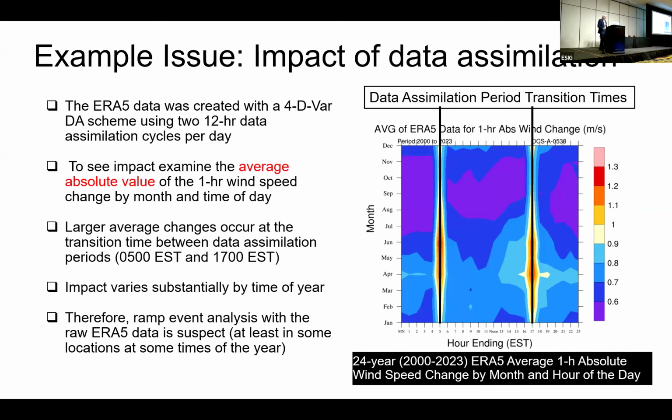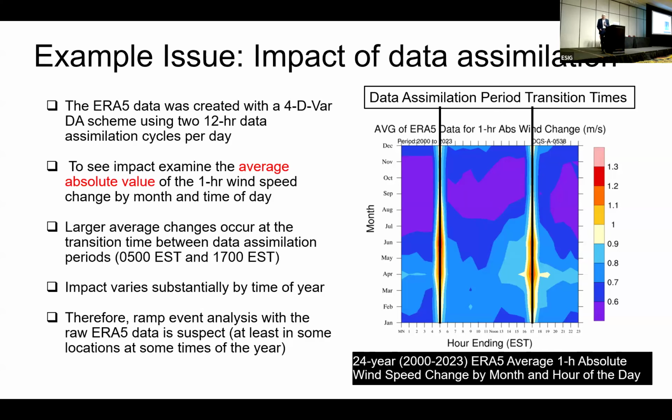So if you look closer here, this is the average 1 hour change over the 24-year period, by month and hour of the day. If you look at the 1 hour change, average of the absolute values, you'll see at the two data assimilation transition times, 05 Eastern and 1700 Eastern, a large change in the wind speed. And it's not the same throughout the whole year, concentrated in the April to June timeframe. So this is a problem.